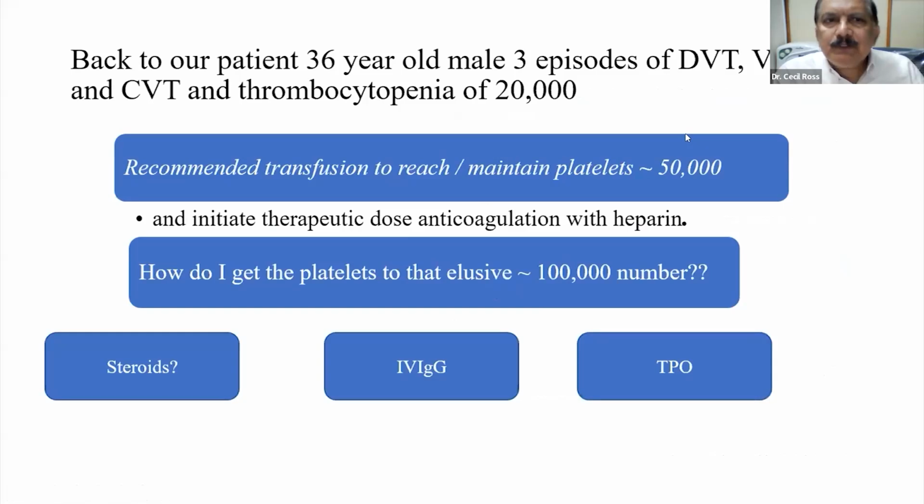So this patient, just to remind you, is a 30-year-old male, 3 episodes of DVT, and a CVT, thrombocytopenia 20,000. All right. So what we said was to give transfusion to maintain the platelet at 50,000, and then initiate therapeutic dose of anticoagulation with heparin. Now, how do I get that platelet to that elusive 1 lakh number to give him good anticoagulation? Will give him steroids, will give him IVIG, will give him TPO. 3 options, no?